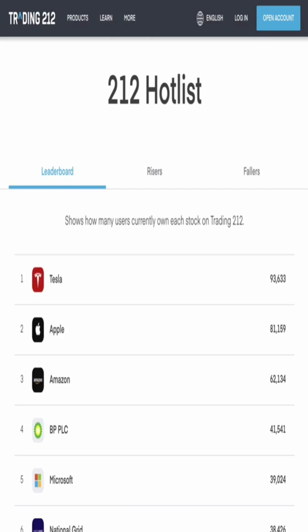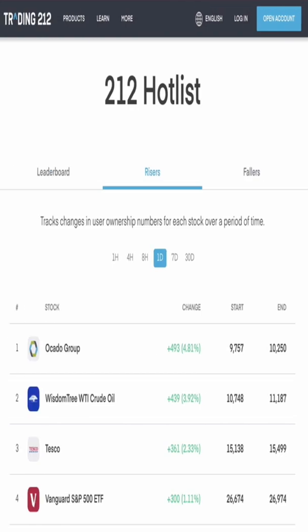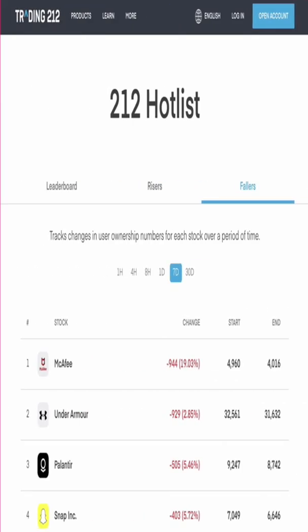So you can see the leaderboard of how many people invest in a certain company. So most is Tesla. They also have the biggest rises, which you can see over a certain day. So over the last day, 4 hours, 8 hours, 7 days, 30 days, etc. So the biggest mover is Odaco Group, and they have a bit of an increase of 493 people buying it, so they're the biggest risers. Then also the same with the biggest fallers, people basically who are selling a stock. So obviously it's going down in the number of people who own that stock.